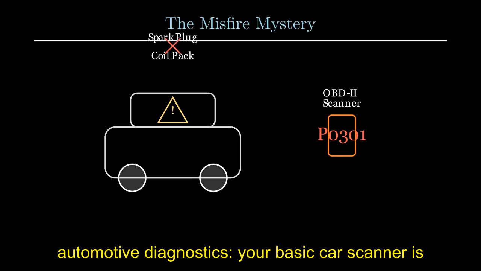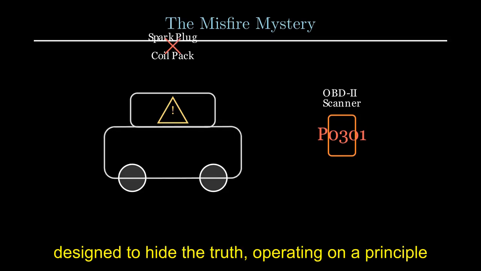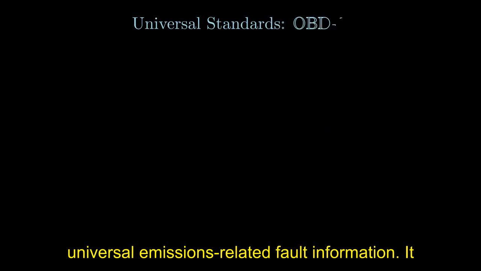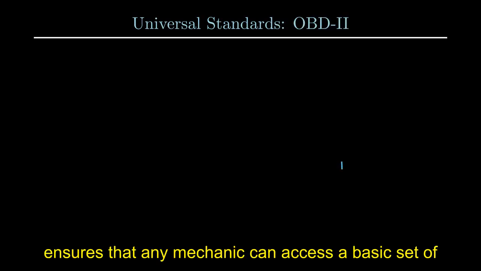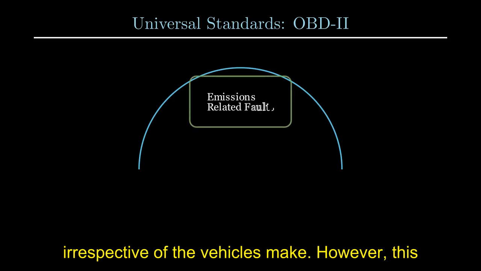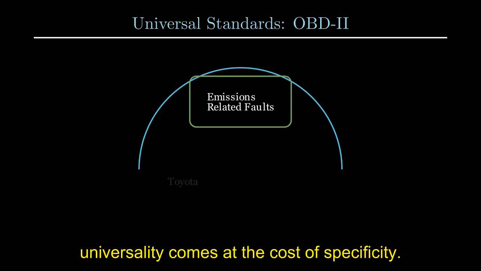Your basic car scanner is designed to hide the truth, operating on a principle of deliberate generalization. Standardized Onboard Diagnostics, or OBD2, was mandated to provide universal emissions-related fault information. It ensures that any mechanic can access a basic set of diagnostic trouble codes and live data parameters, irrespective of the vehicle's make. However, this universality comes at the cost of specificity.